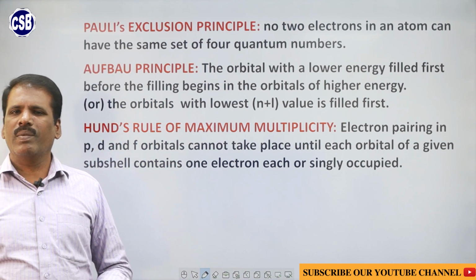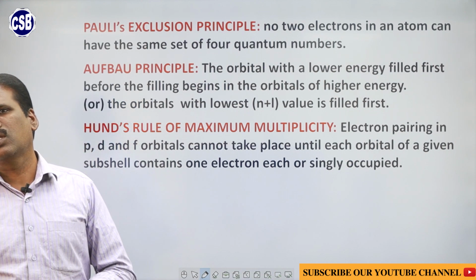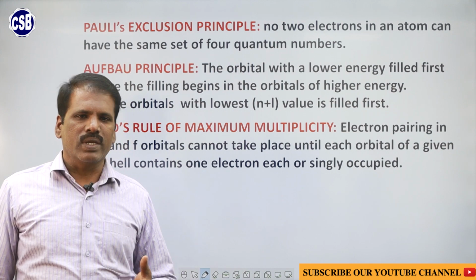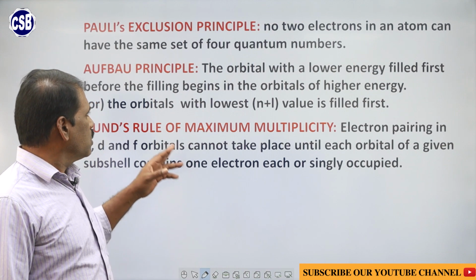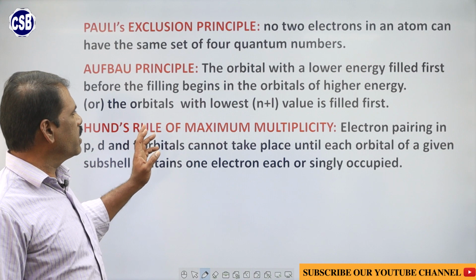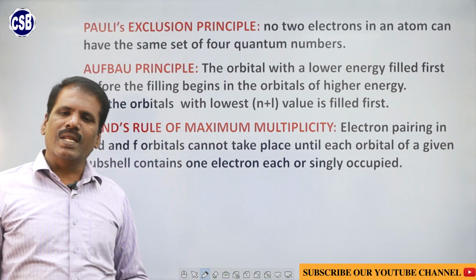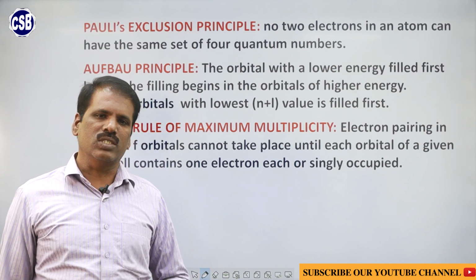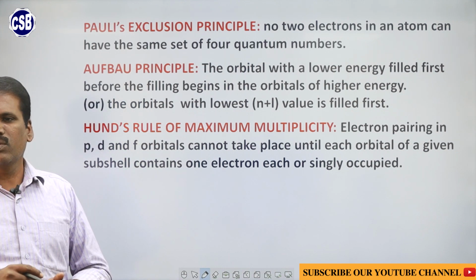How the electrons will be filled up in orbitals, that will be explained by using the Aufbau principle. The orbital with a lower energy is filled first before the filling begins in the orbitals of higher energy. In simple words, the electrons will occupy the orbitals in the increasing order of their energy.